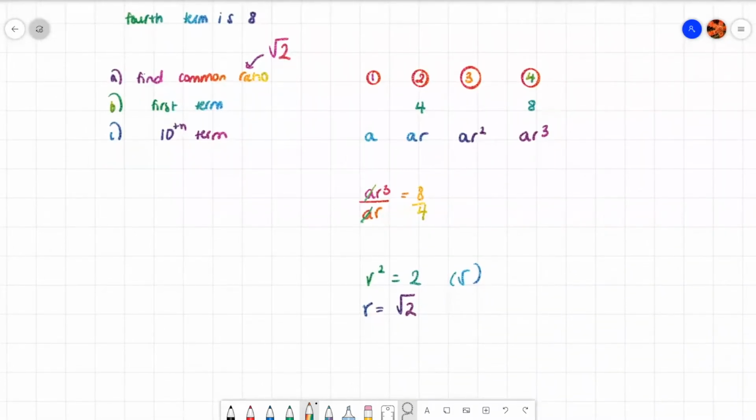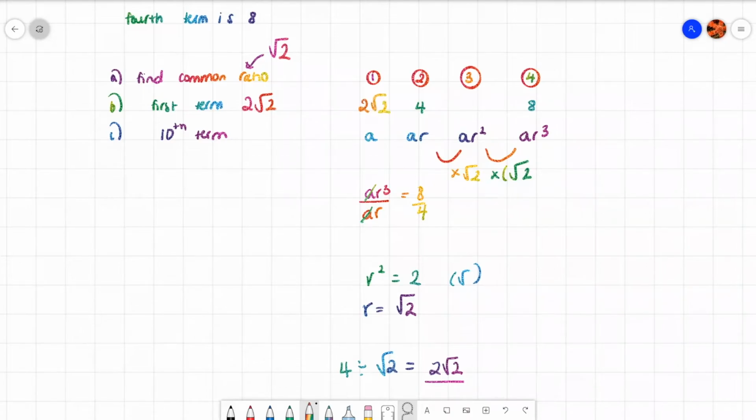Well, I know that if I'm going this way, I'm going to be timesing by square root 2. But I'm going the other way, so I need to divide by square root 2. So I'm going to do 4 divided by square root 2 on my calculator, and I end up with 2 root 2. And that is my first term. I'm going to write that down there.